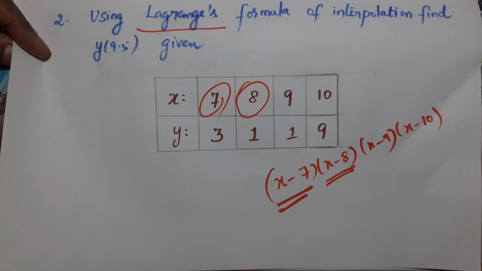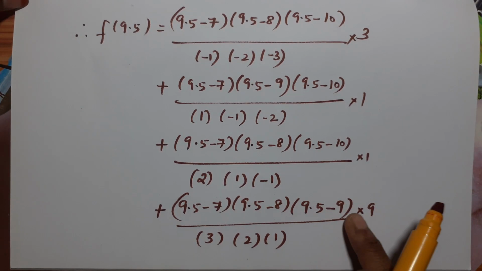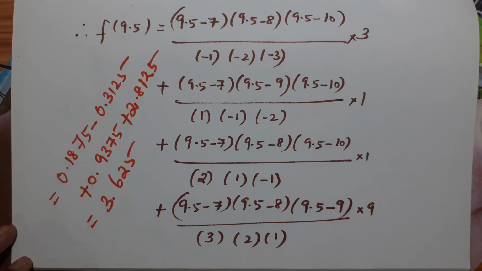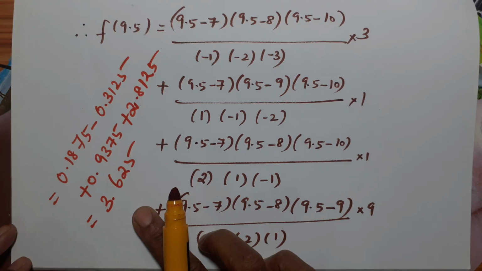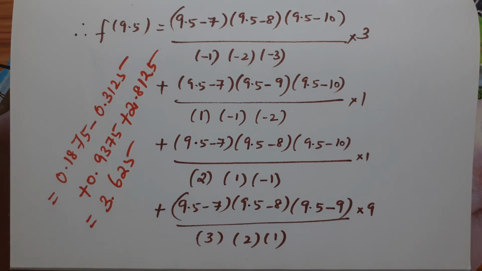Then what is the question they asked? We have to find y of 9.5. So we have to substitute x as 9.5. After substitution, we are getting all these terms. So we have to simplify and get the answer. After simplification of all four terms, the final answer we get is 3.625. Is it clear how we are doing this? Already I told you, don't take the decimals up to 2 or 3. Make sure you apply a minimum of 4 decimals. Is it clear? Thank you.